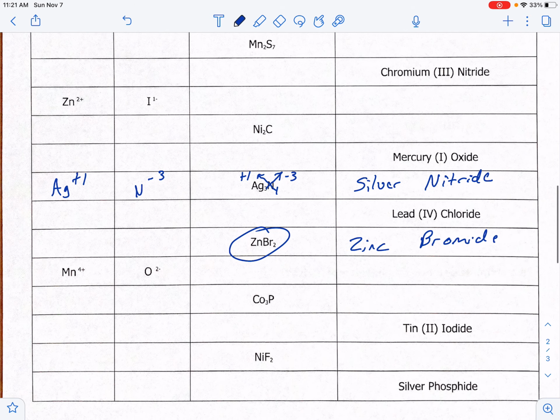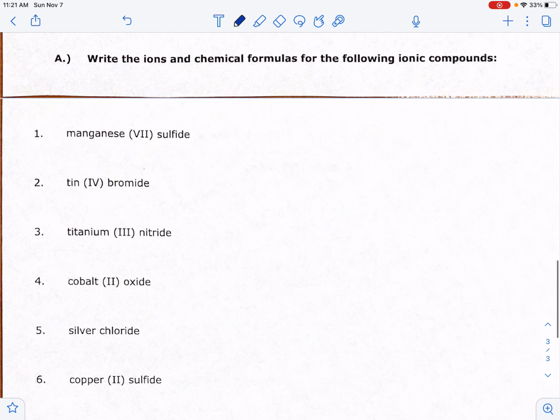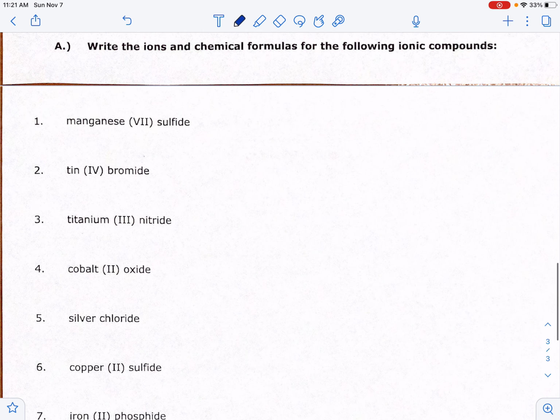Now, again, if it's anything besides silver, zinc, and aluminum in that transition group, then you would have to write a Roman numeral. So just watch out for that, as you do not have to write a Roman numeral for those three. Now we're going to flip to the back side. So we want to write out the ions and chemical formulas.